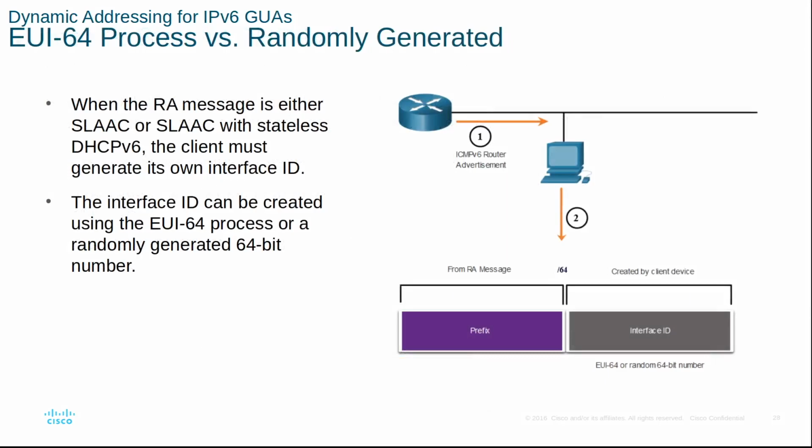Now, while we're dealing with SLAAC, stateless address auto configuration, it could be done in one of two ways. EUI-64 or random, depending on the operating system you're using.